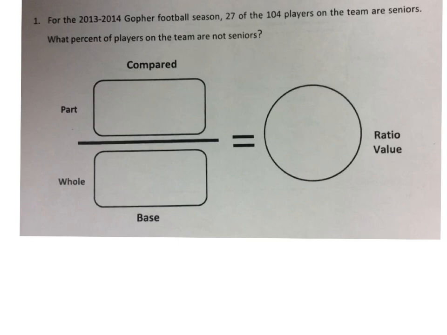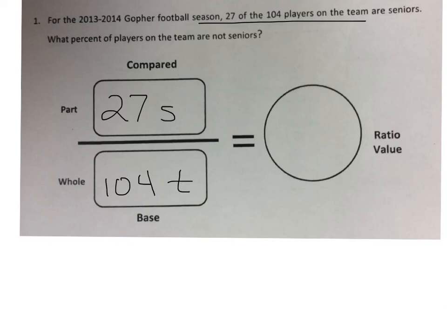The next question says, for the 2013-14 Gopher football season, 27 of the 104 players on the team are seniors. What percent are not seniors? Okay, so we can see 27 out of 104 players are seniors. So if I underline my ratio statement, it's right there. If I write this, I write 27 out of 104. And I'm going to always label it. So there's 104 total on the team, and there's 27 seniors.